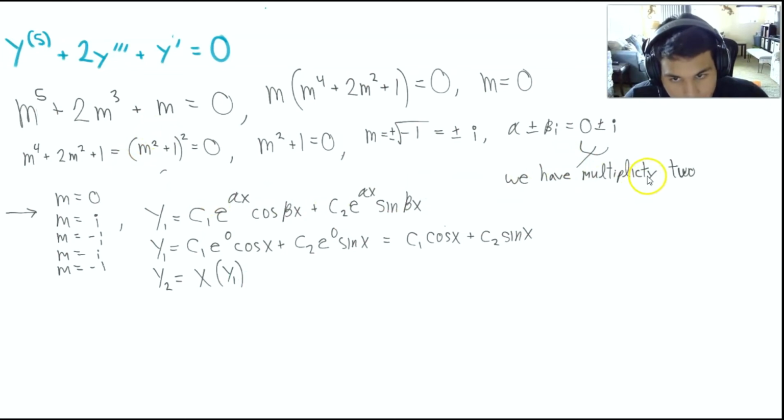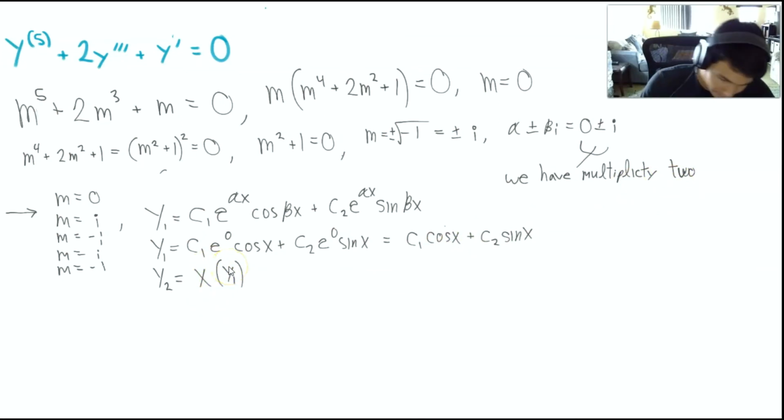So if you have a multiplicity of something, to make up for that multiplicity, to make up for the duplication, you multiply this all by x. That's if this was a duplication, and it is because look, i, negative i, and it duplicates, right? It's i, negative i here, so we multiply the whole thing by x. And if this was duplicated once again, we would actually do it as x squared y1. That would be if we had a multiplicity of 3, but we only have a multiplicity of 2, so it's x times y1. So this would be x times c1 cosine x plus c2 sine x.